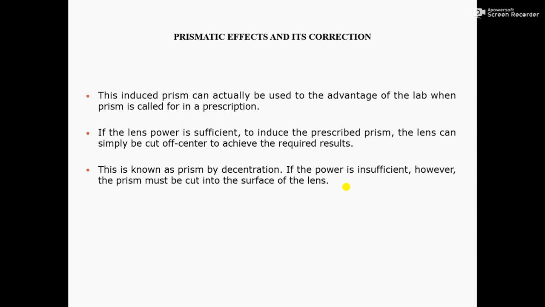Induced prism means we add extra prism for correction of the deviated eye. If the lens power is sufficient, or we are able to cut the lens, we will cut it off center to achieve the required result. Our main motive is to treat the deviated eye by moving it towards the center of the eye by induced prism.